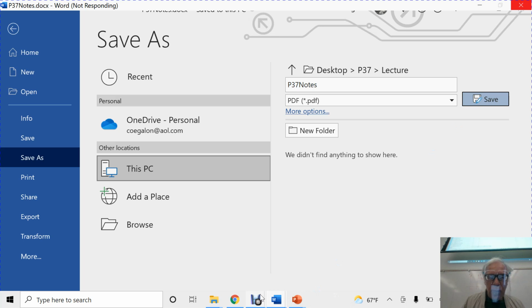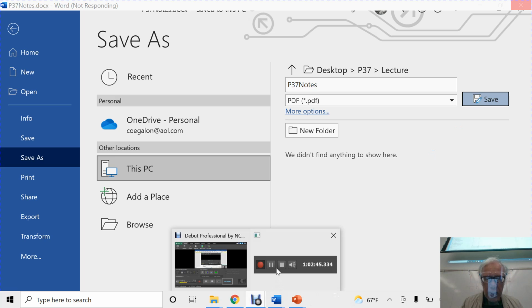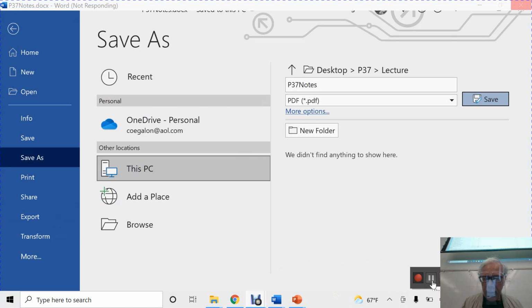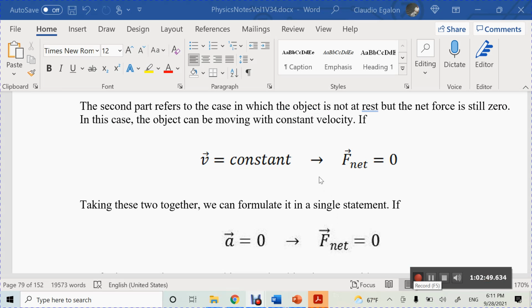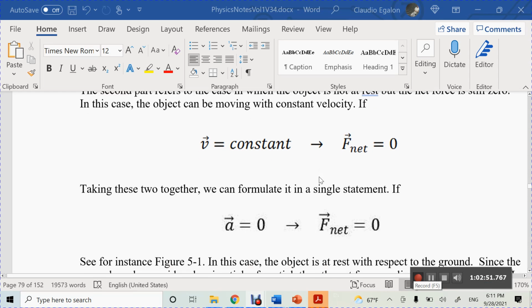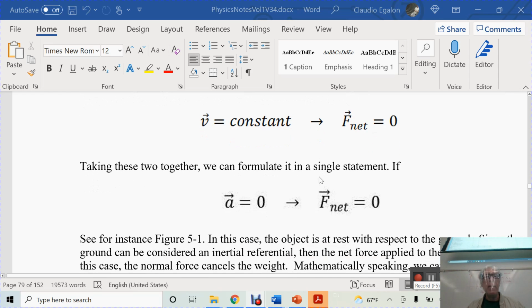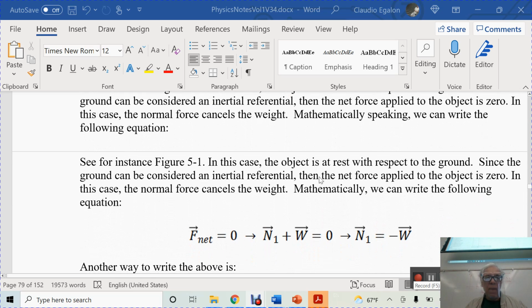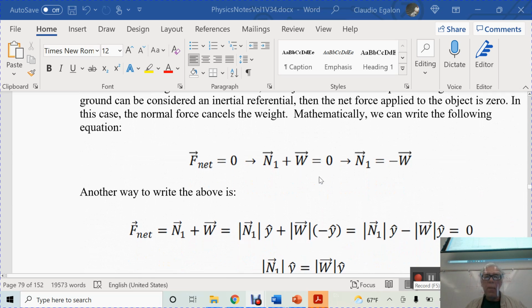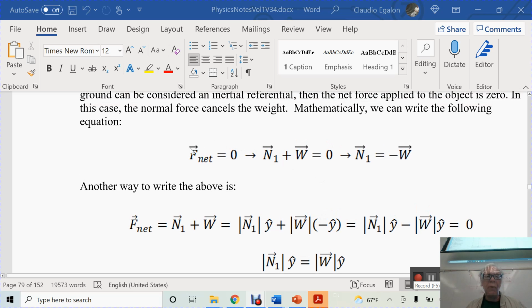Okay, let me stop this guy here. I'm gonna pause him. So here you go. Because the velocity is constant or zero, the acceleration is gonna be zero too. So that's the important thing about the first law of Newton. And here are some solutions. The first case, in which you have the object resting over a table, the weight is equal to the normal, or the normal is equal to minus the weight.